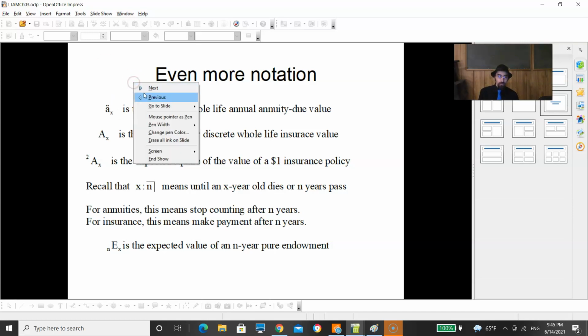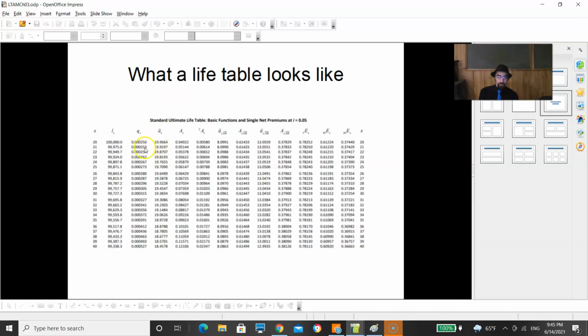So looking back at the table, A double dot sub x obviously should decrease as age increases, because you've already lived some amount of time, so you've already received some payments, and mortality increases with increasing age. I guess it's really the mortality increasing with increasing age that's the bigger deal. But it should be no surprise that A double dot x decreases with increasing age.